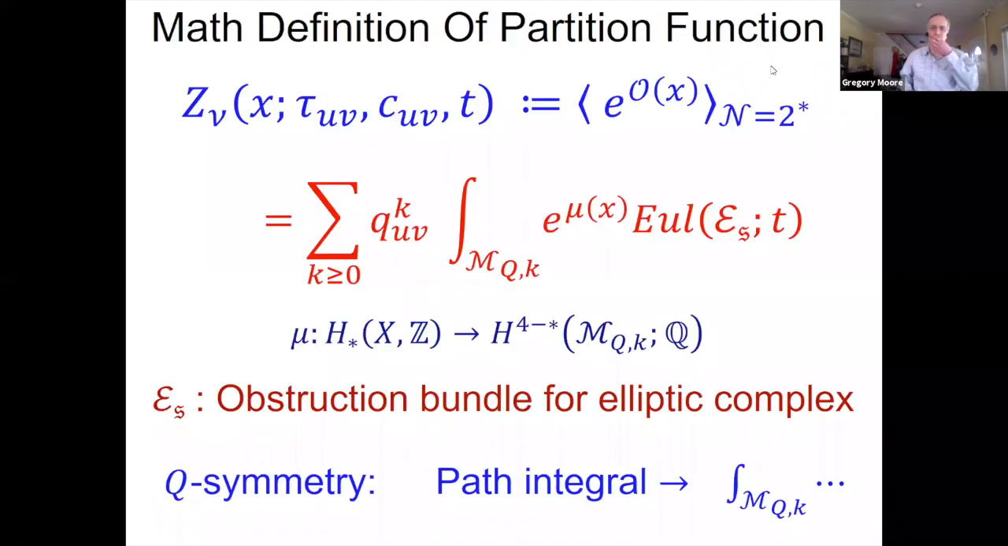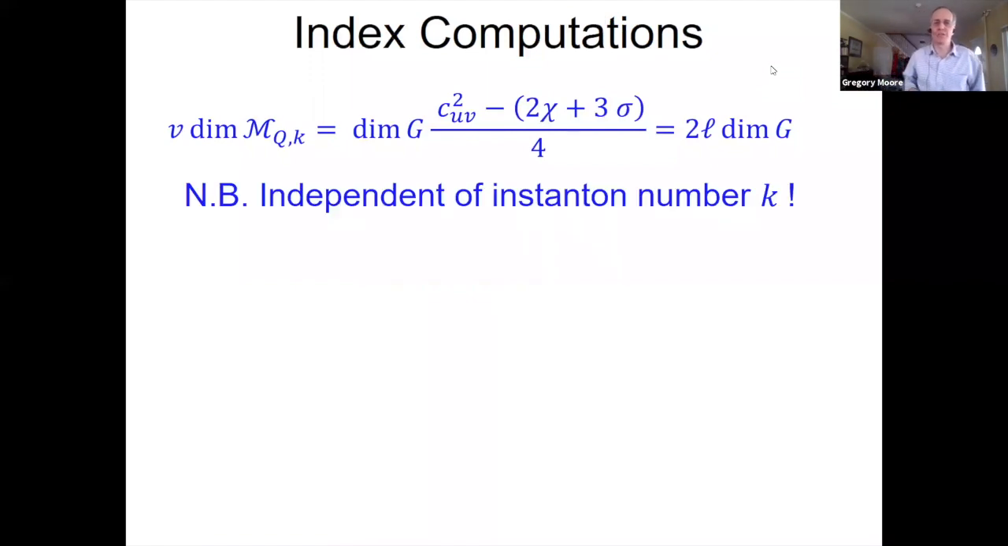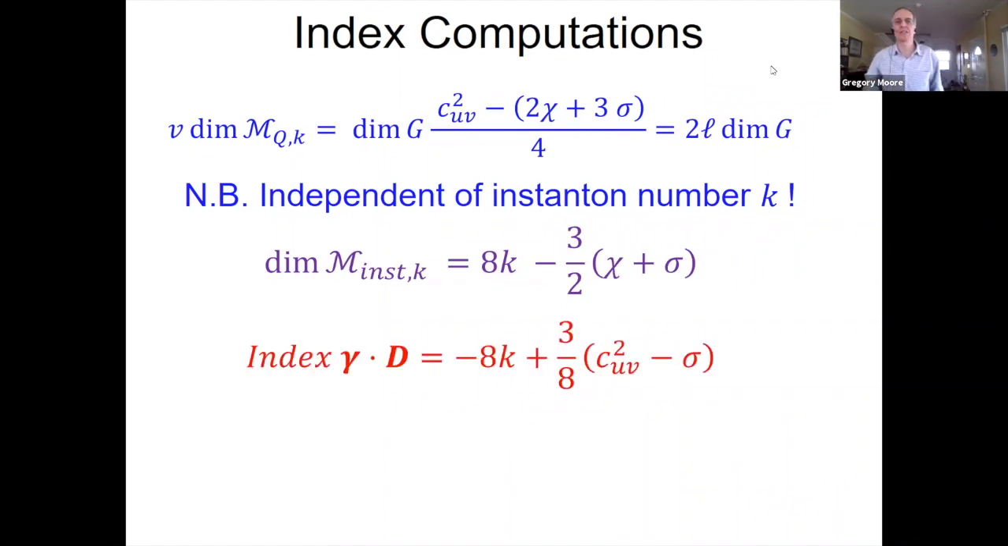So I want to say a little word about this moduli space. If you calculate the virtual dimension of the moduli space, it's 2 times our integer L times the dimension of the gauge group, 3 in our case. And I want to stress that it's independent of instanton number K. That's kind of funny because the moduli space of instantons goes like 8K, but the index of the Dirac operator goes like minus 8K, so the K dependence cancels out.